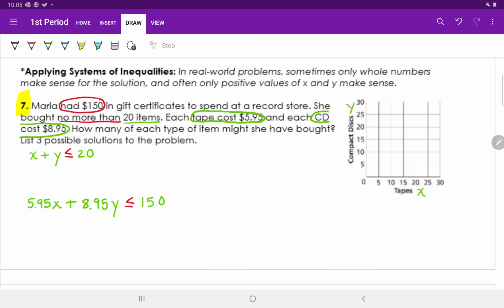And then don't forget, the very last instruction here tells you to list 3 possible solutions to the problem. Once you have your region all shaded in, all you have to do is pick any 3 points that are inside of that region. They will all be solutions, and you can pick any 3 points you want as long as they're inside of the region that satisfies both inequalities.